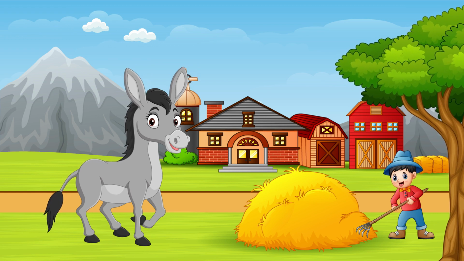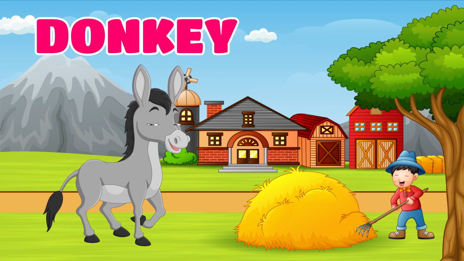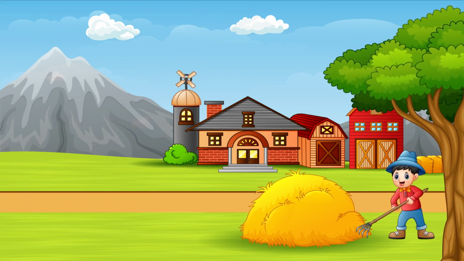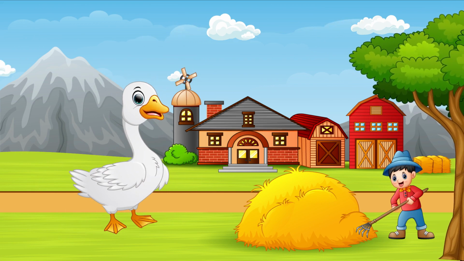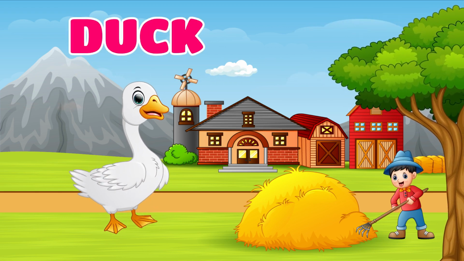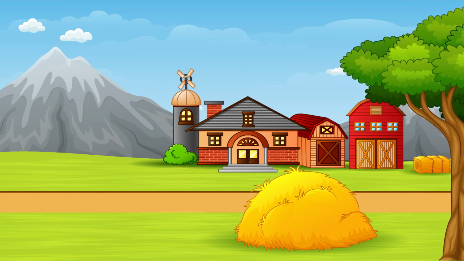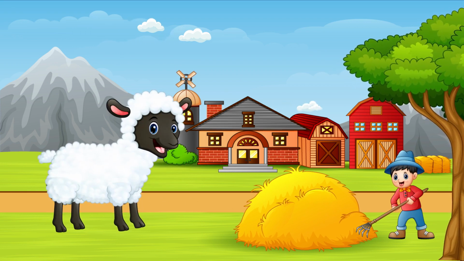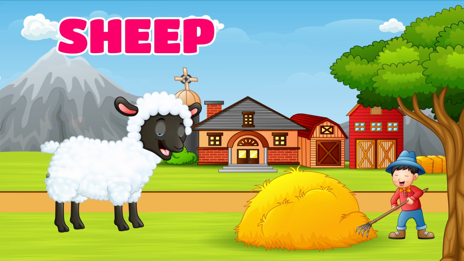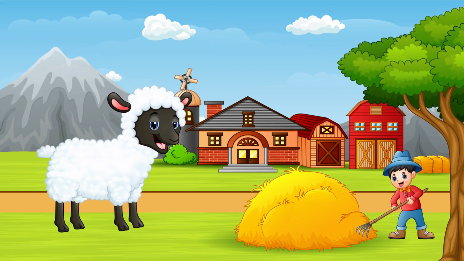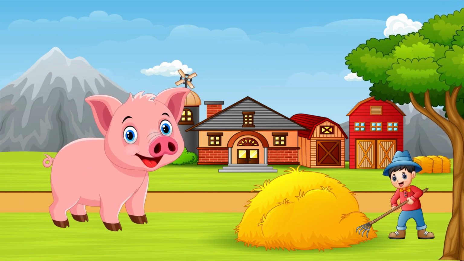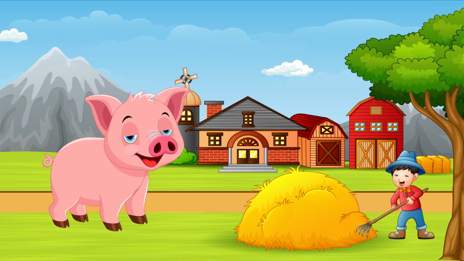Which animal is this? Donkey. Which animal is this? Duck. Which animal is this? Sheep. Which animal is this? Pig.